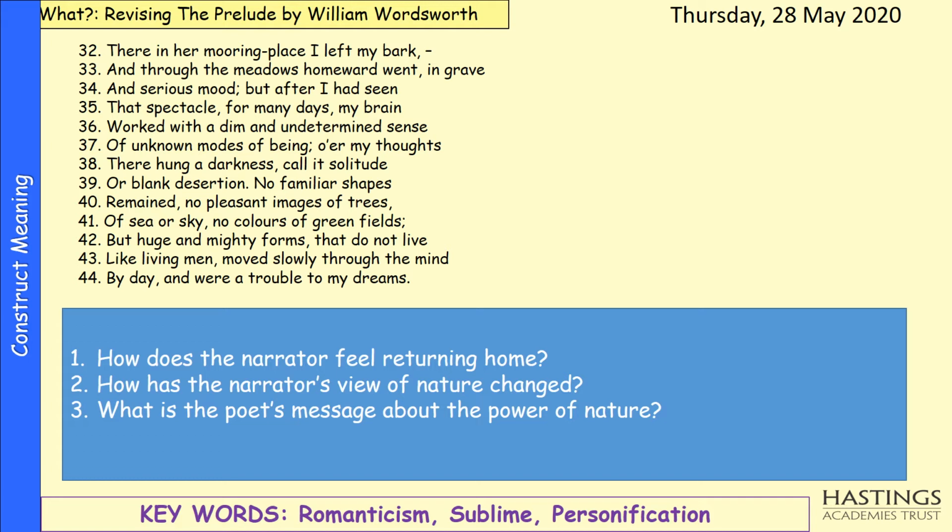And number 3, what is the poet's message about the power of nature? The key message here is all about how we should respect nature, how nature can be sublime, so it can be beautiful and incredible, but it can also be terrifying and intimidating. So man should respect nature and not think that they're better than nature, perhaps, as he did at the beginning of the poem, and then he learned his lesson that he had probably been too arrogant. So it's that sense that we need to respect nature, and that sometimes nature can have power over man.